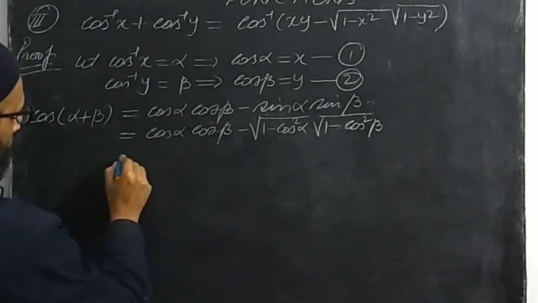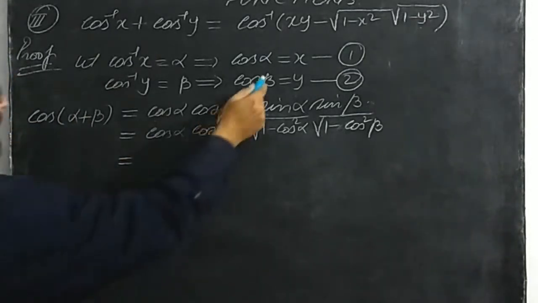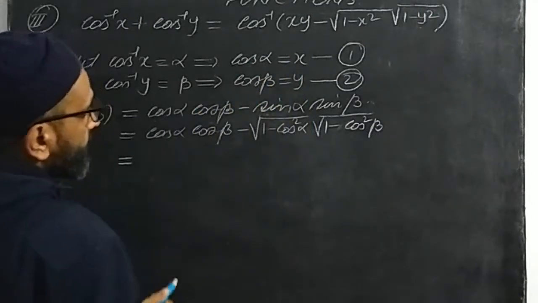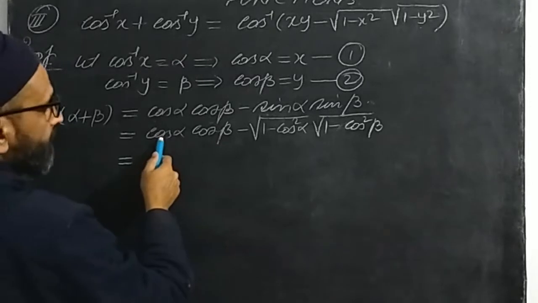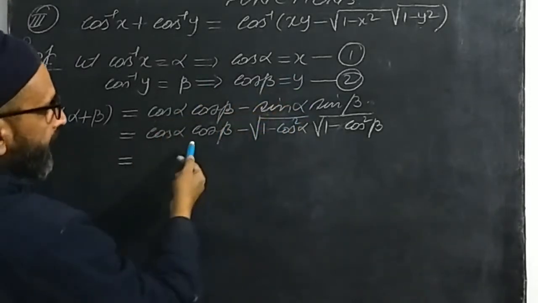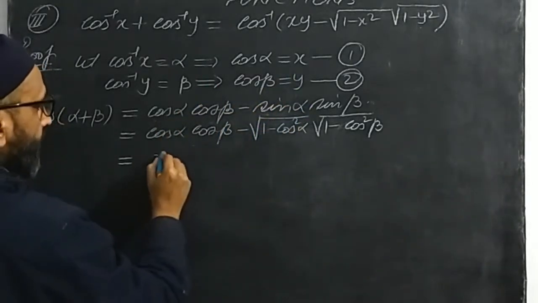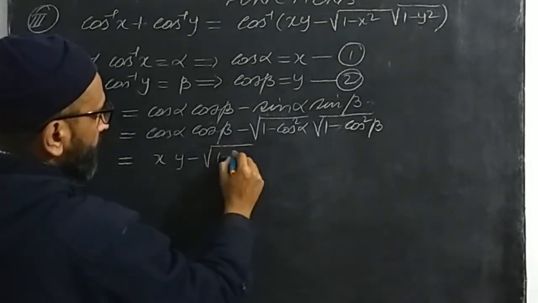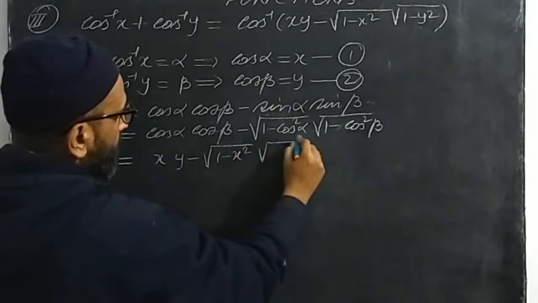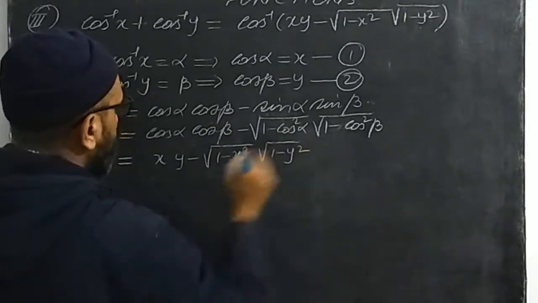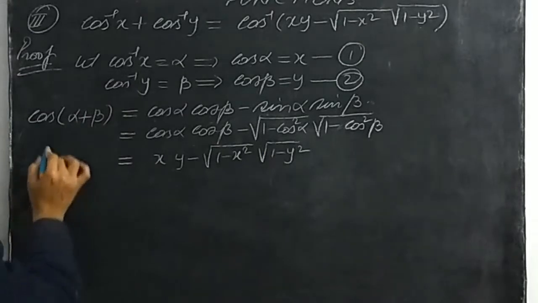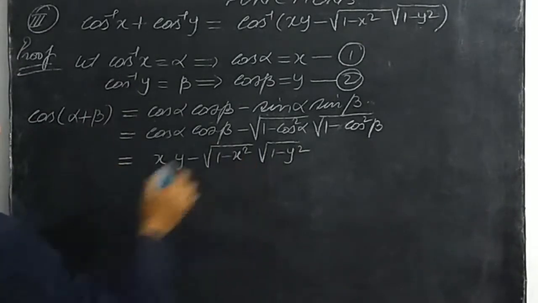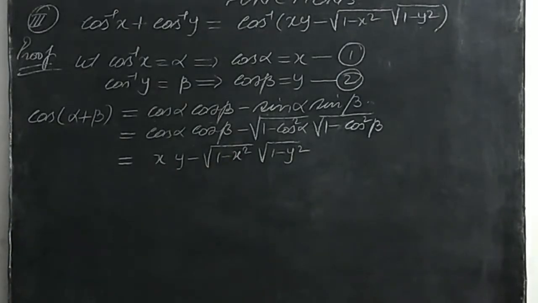Now, as we have from equation 1, cos alpha is equal to x and cos beta is equal to y. So putting cos alpha as x and cos beta as y in this expression, we get xy minus under root 1 minus x square under root 1 minus y square. So finally we have cos alpha plus beta is equal to xy minus under root 1 minus x square under root 1 minus y square.